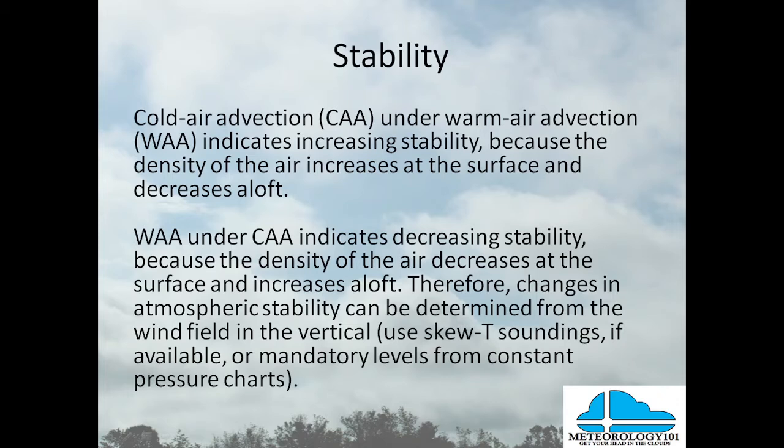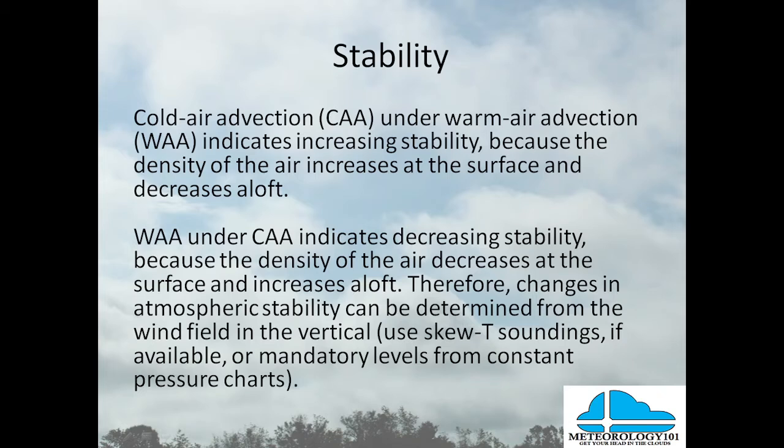We discussed this a couple videos ago with stability of the atmosphere. Cold over warm is an unstable environment. Warm over cold is stable. So warm air wants to rise, cold air wants to sink. If the cold air is on top, it wants to sink. Warm air wants to rise from the bottom. It is an unstable environment.